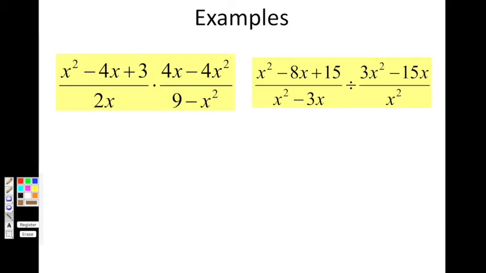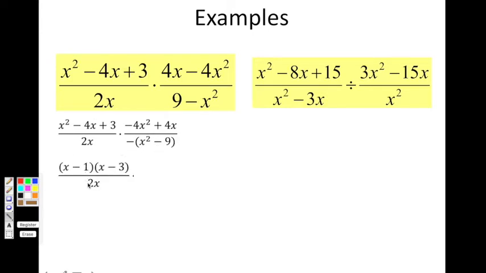Okay, so I can factor this first one here, or I can rewrite this one. So I need to rewrite this in standard form. So this will be negative 4x squared plus 4x. And then I'm going to rewrite this in standard form where I have x squared plus 9, and then I'm factoring out the negative. Okay, then I can factor this top part here.